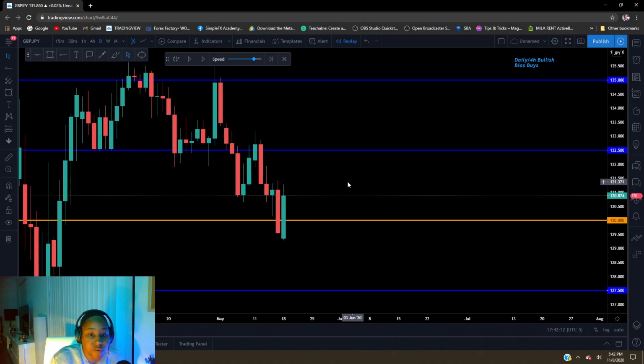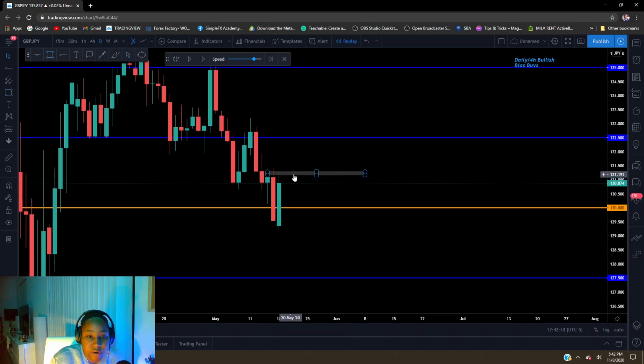So we're going to look for some highs here. We don't really have much to go off here. The market is super choppy. So I'm going to put a resistance level up here.